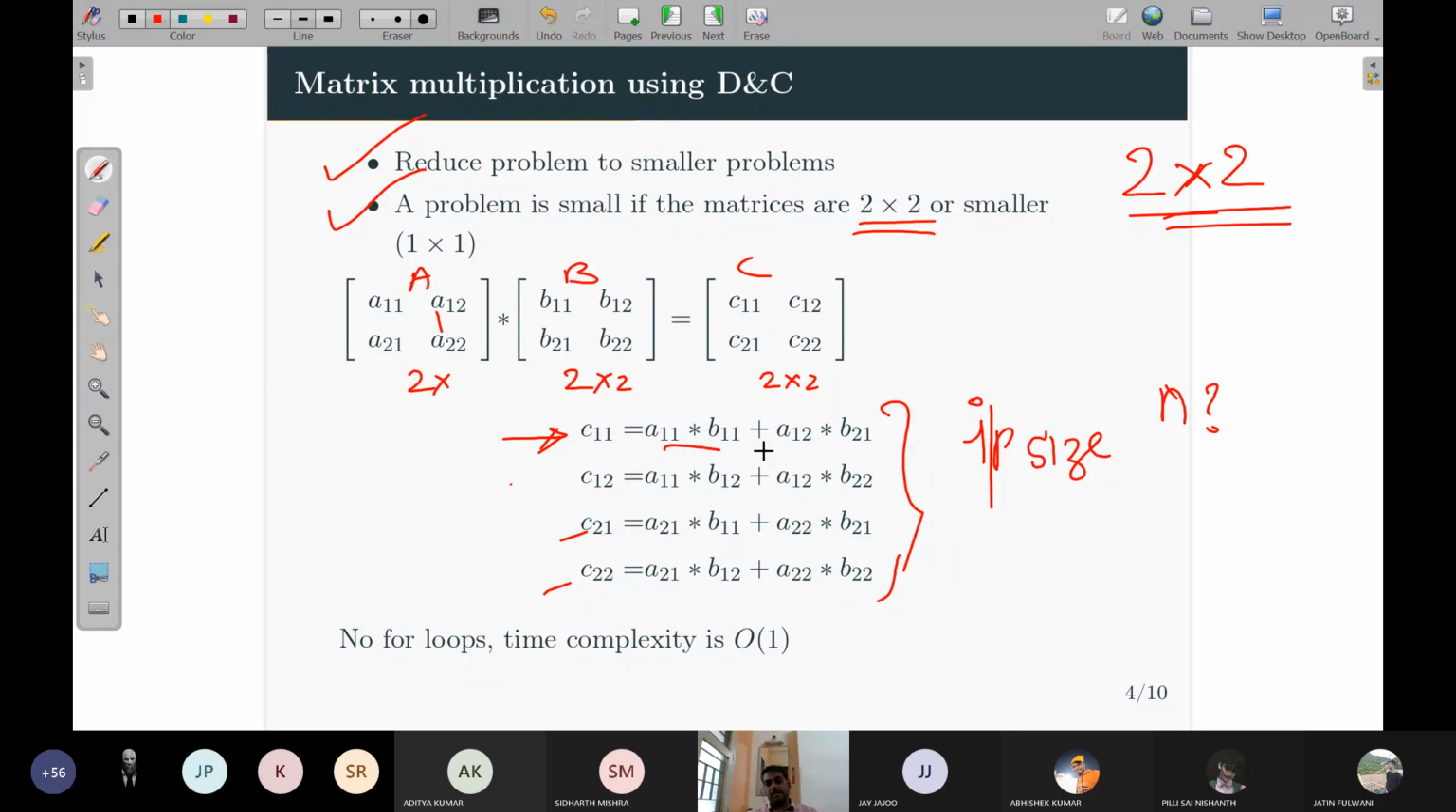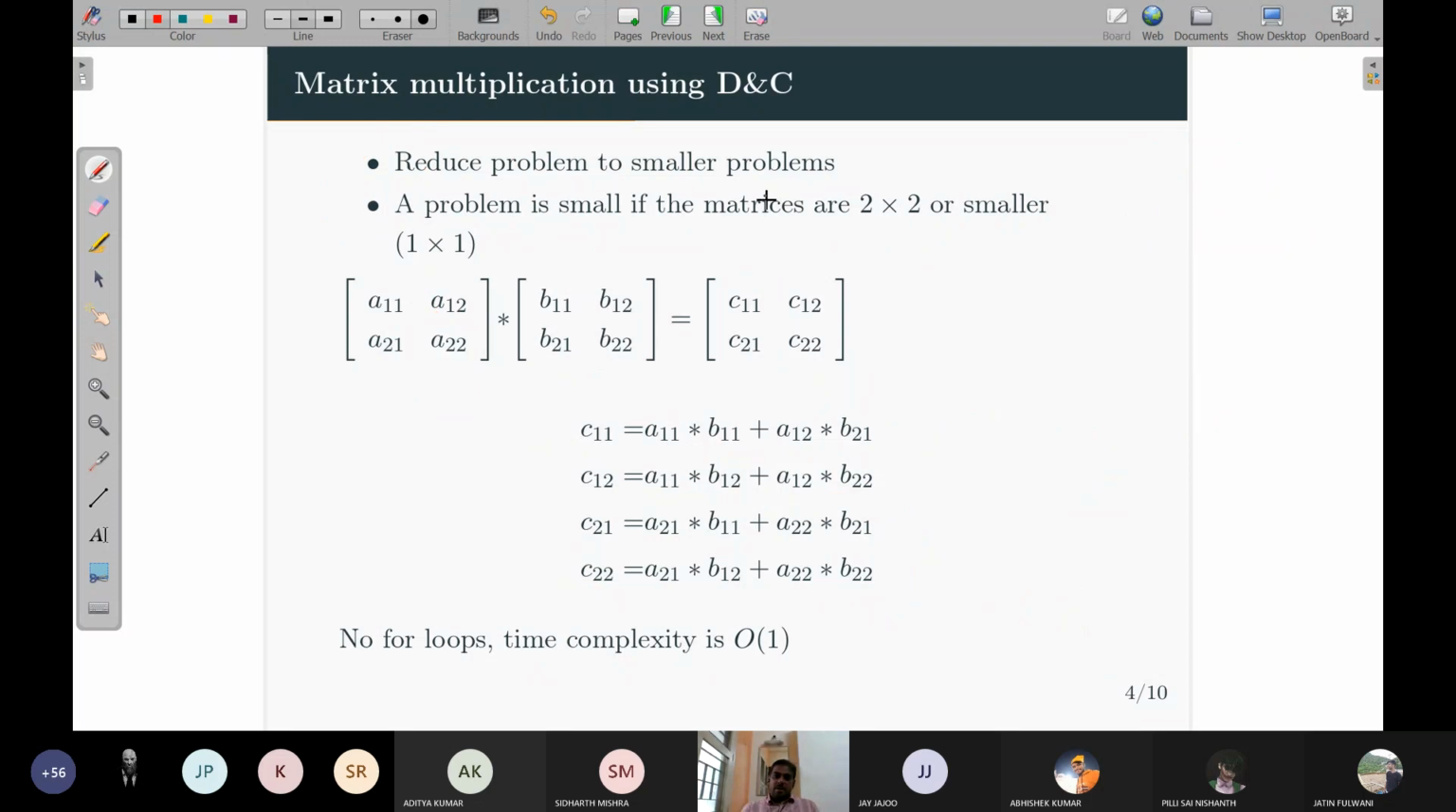This is just a multiplication, this is an addition, this is a multiplication. All the multiplications and additions can be done in constant time because it does not depend on the input size. So no for loops, nothing. The time complexity here is big O of 1, or constant complexity. So 2 by 2 matrices we can multiply with constant complexity. Until that stage, you should divide your problem.